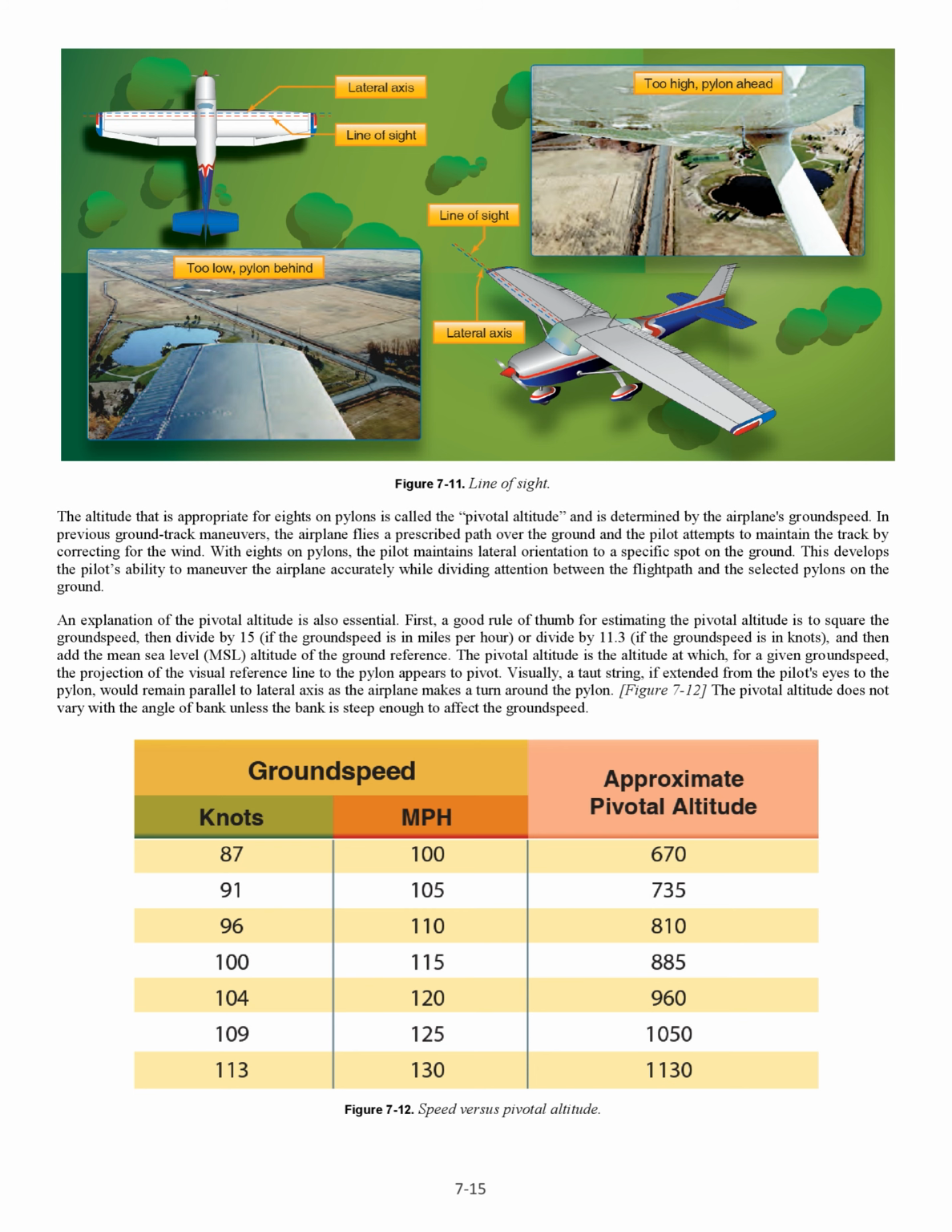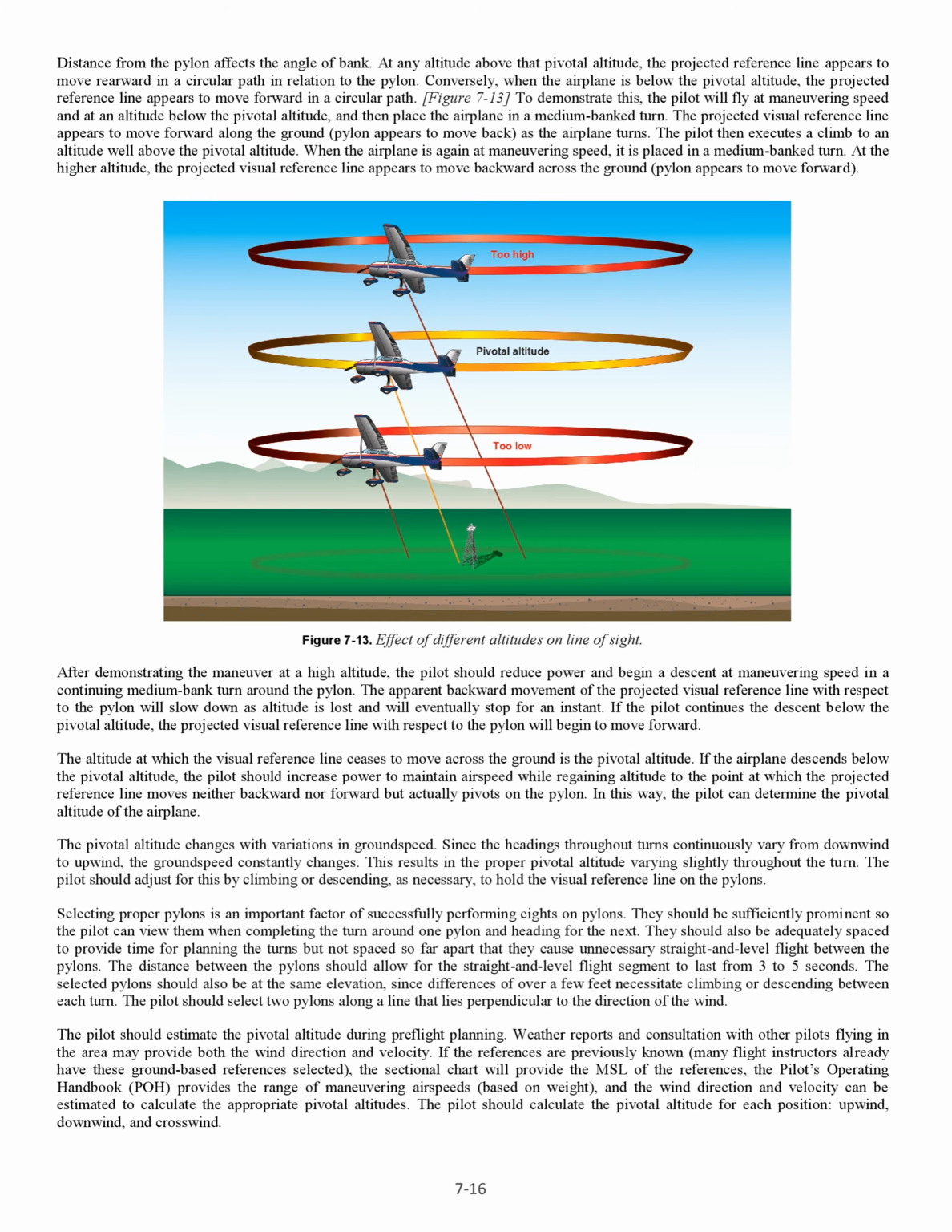The pivotal altitude does not vary with the angle of bank unless the bank is steep enough to affect the ground speed. Distance from the pylon affects the angle of bank. At any altitude above the pivotal altitude, the projected reference line appears to move rearward in a circular path in relation to the pylon. Conversely, when the airplane is below the pivotal altitude, the projected reference line appears to move forward in a circular path.